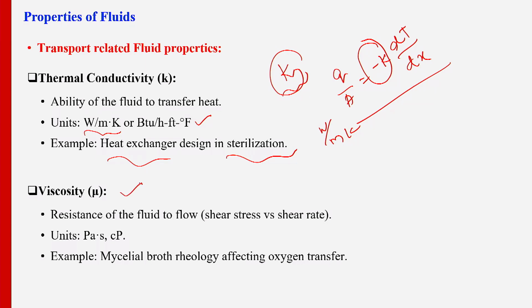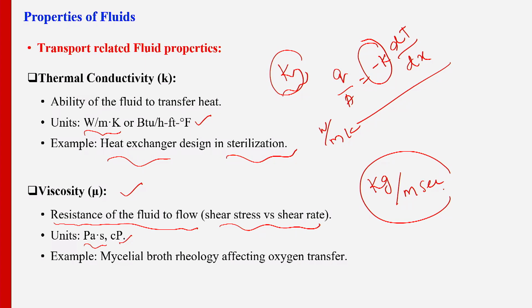Next one is viscosity, which is very important whenever you study flow. Viscosity plays the main role there. The definition is the resistance of the fluid to flow, for example shear stress versus shear rate. The units are Pascal second, centipoise, or kg per meter second. These are also standard units. Where we use it: whenever oxygen transfer is involved, for example in mycelial broth, viscosity is very important.